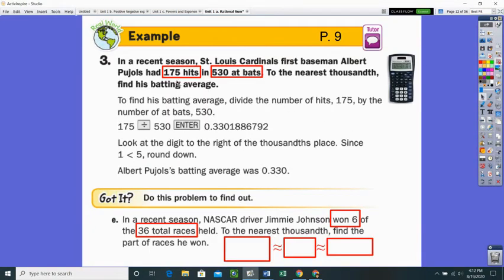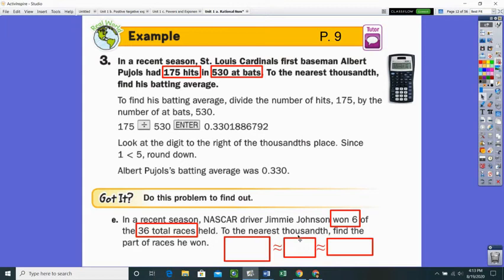We already talked a little bit about the baseball at the start. So there is another example, number 3 on page 9. But what I'm going to ask you to do right now, so you can refer to that as you need to, is do Got It E. Pause the video and see if you can write, first of all, a fraction, and then put the decimal to the nearest thousandths to find the part of races he won. So please pause the video, come up with your answer, and come back and we'll see how you did.